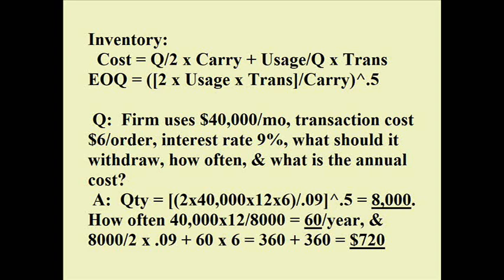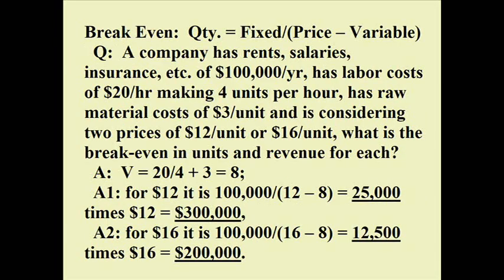And check our total equation. Well, let's see. 1/2 of 8 is 4 times 9%. 60 orders, $6 per order. 360 plus 360 gives us 720. By the way, notice that graph? The answer is proper when the 2 components cross, and they're equal here. It is correct. How about we do something maybe a little bit easier, and that's called break even.